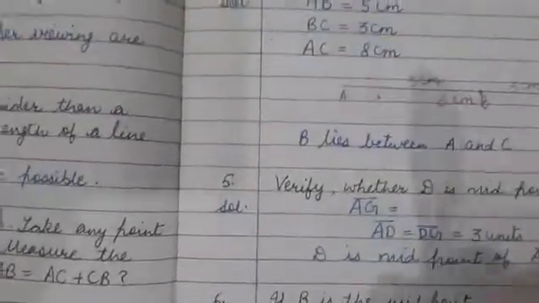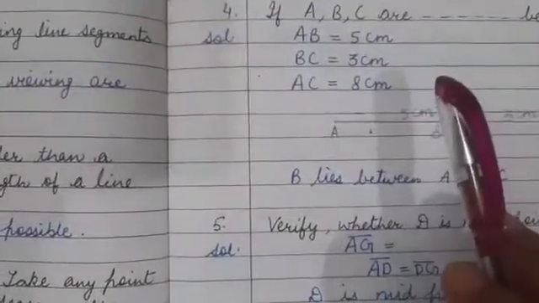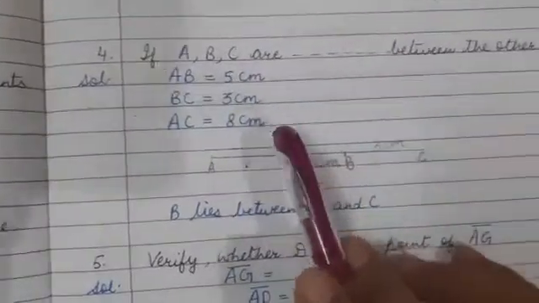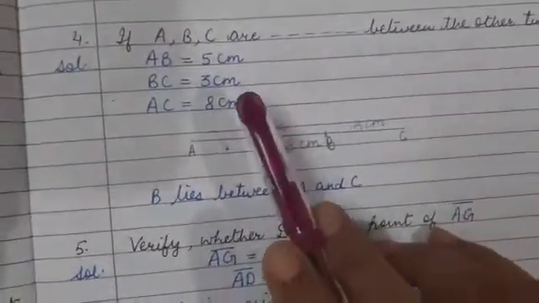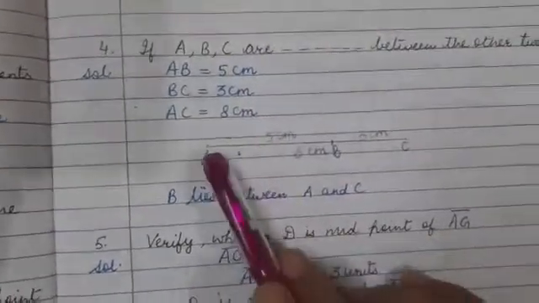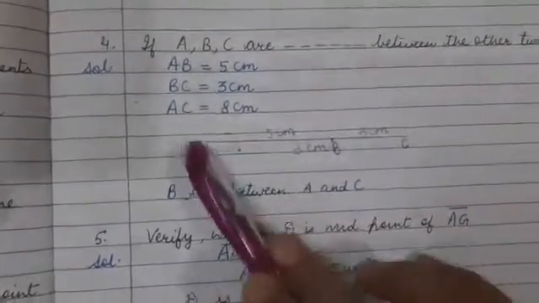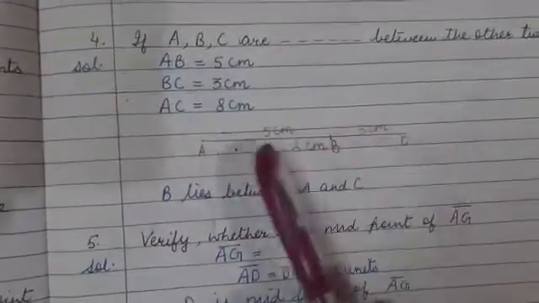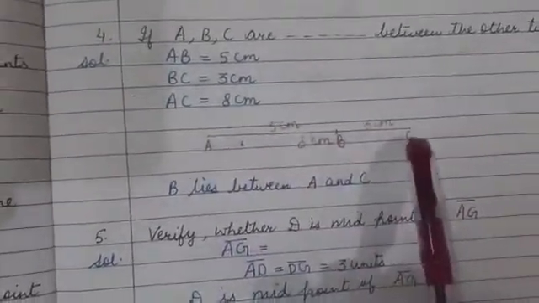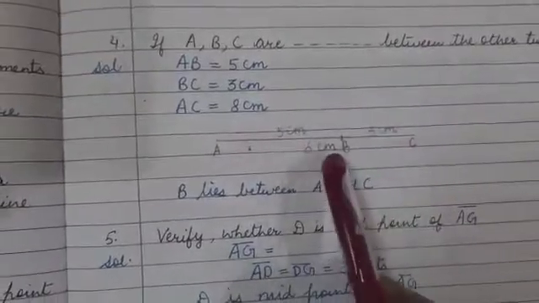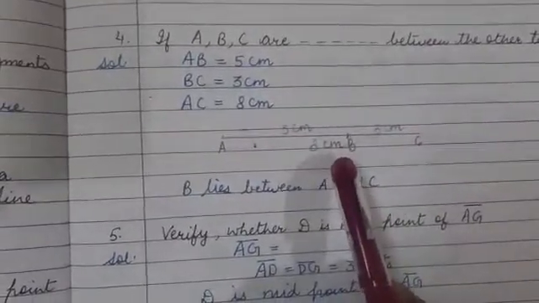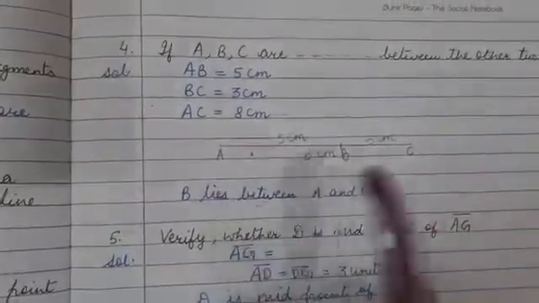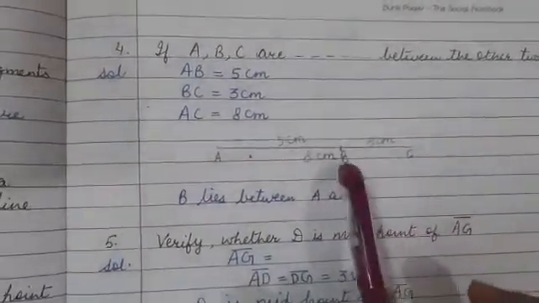Next question. If A, B and C are 3 points on a line such that AB is 5, BC is 3, AC is 8, which one of them lies between the other two? Let's draw again a line. I have drawn the big line first. That is AC. AC is 8 centimeter. Now I have marked a point C. Okay. So AC is 8. I have marked a point B somewhere.